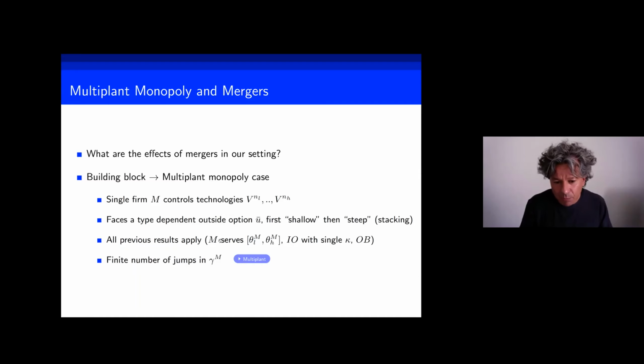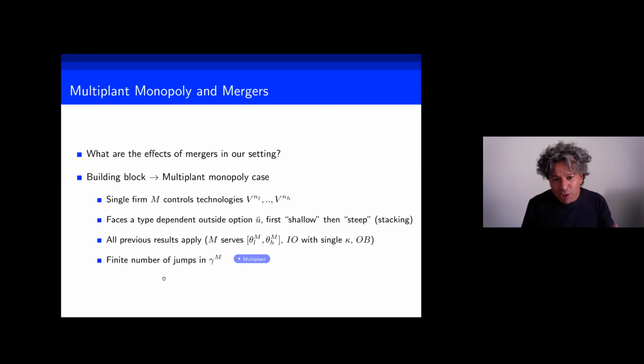That is, the multi-plan monopoly will serve an interval of types, can exclude at both ends, IO will hold with a single kappa, and optimal boundaries will pin down uniquely these boundaries here. The only difference is that there will be a finite number of jumps in gamma at the points where the firm decides to use one technology versus the other one. So there are some internal optimality boundaries that one has to deal with here.